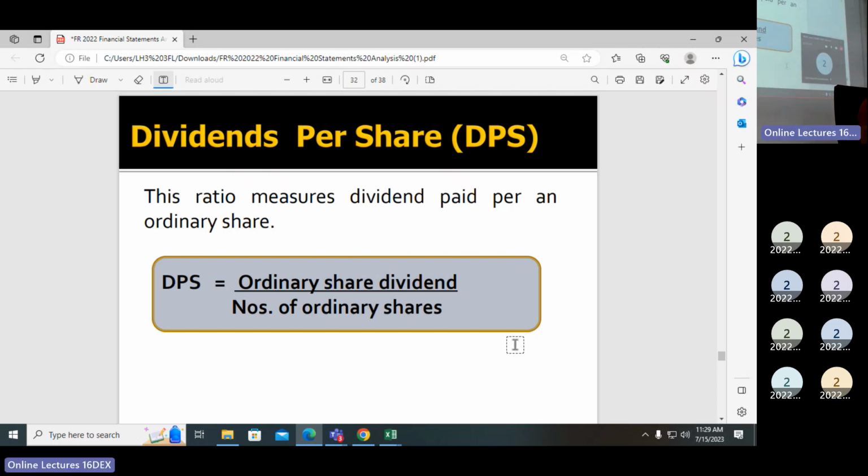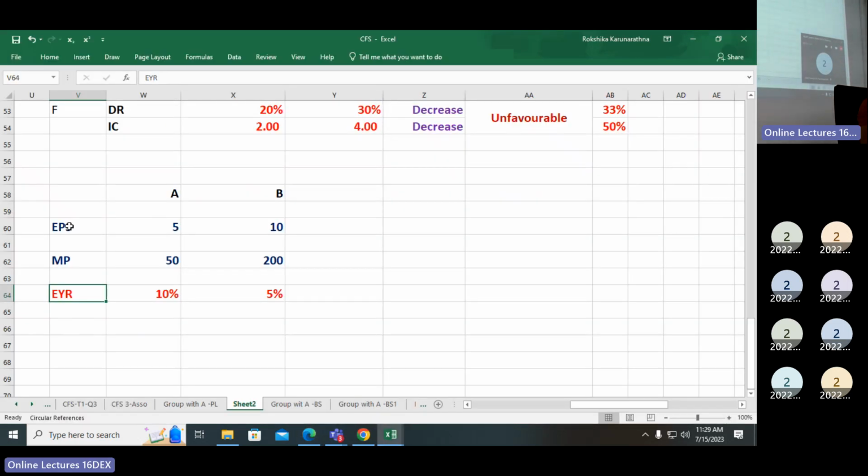Then the same question arises when you are comparing two entities. Dividend per share 5 and 10. So you might say that the 10 rupee dividend is more attractive. But again, you have to compare relatively with the market price. To get a 5 rupee dividend, you have to invest only 50 rupees. To get a 10 rupee dividend, you have to invest 200 if that is the market price. So in that case, the investor would go for A because that will give a higher return for the investment.